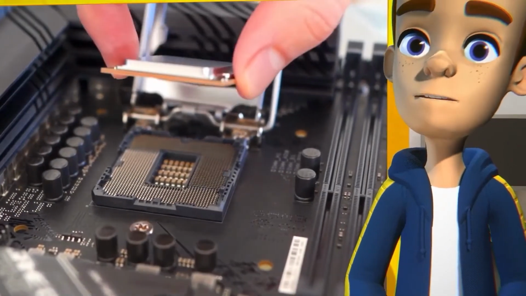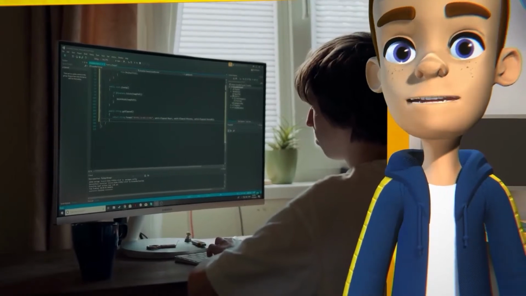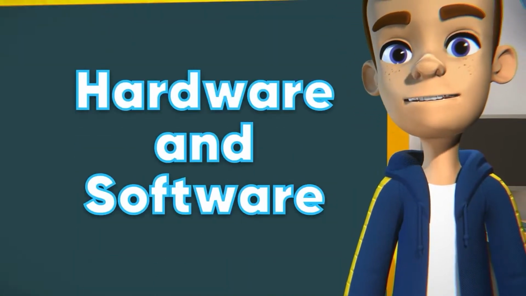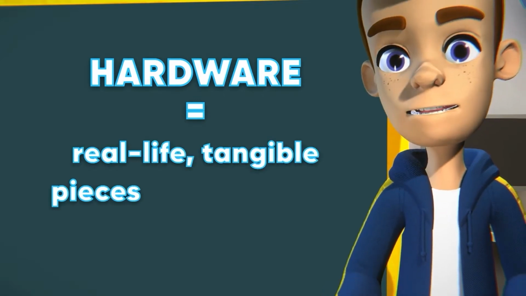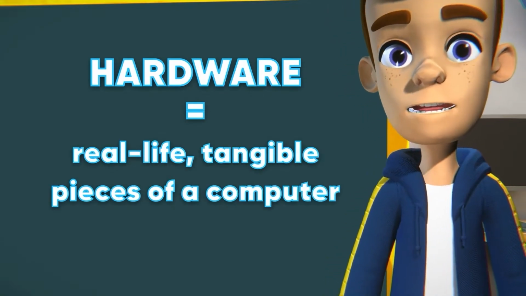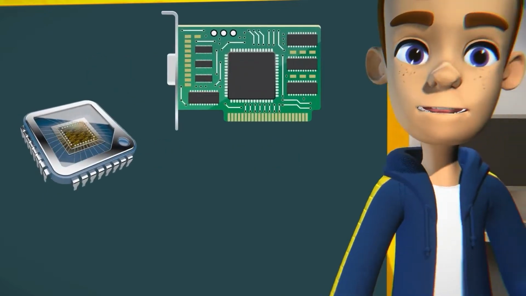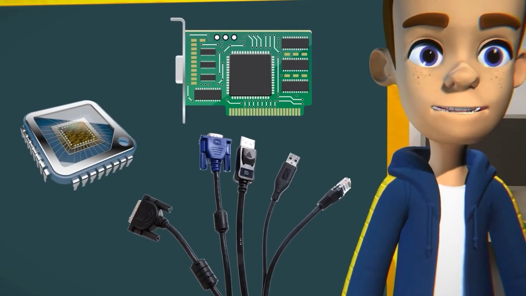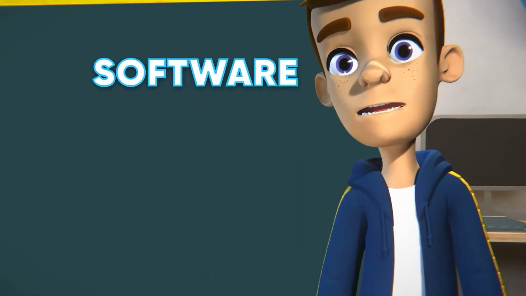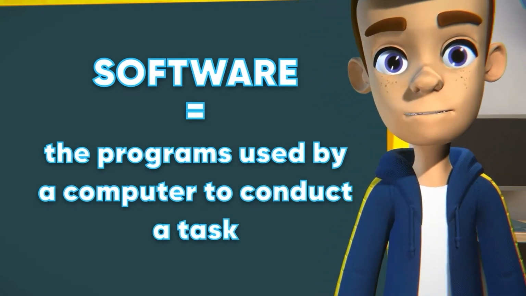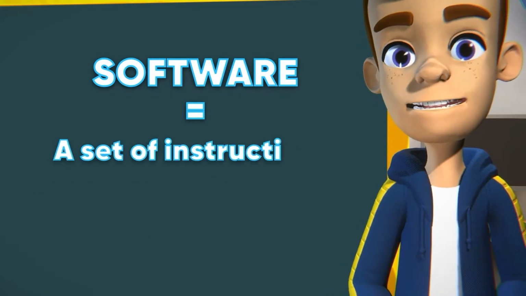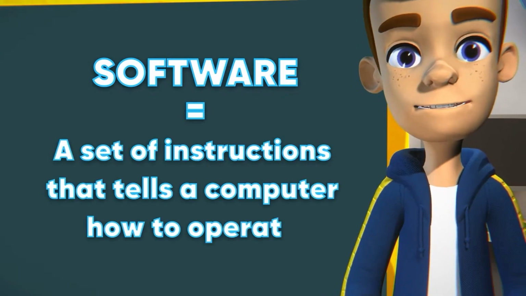We can look at two categories in computer science: hardware and software. Hardware refers to the real-life, tangible pieces of a computer, the actual machinery. The chips, cards, plugs, and everything else. Software encompasses the programs used by a computer to conduct a task. It's a set of instructions that tells the computer how to operate.